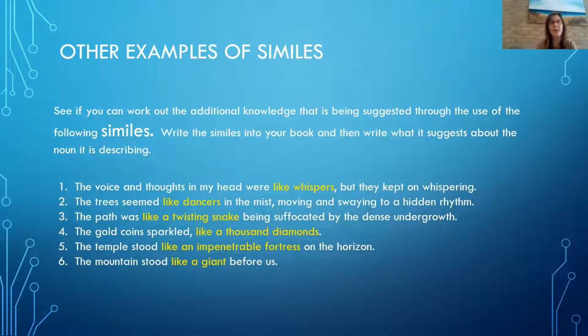What were they like? The trees seemed like dancers in the mist, moving and swaying to a hidden rhythm. So the simile there is like dancers. The path was like a twisting snake being suffocated by the dense undergrowth. Dense there means thick, so lots of it. The gold coins sparkled like 1,000 diamonds. The temple stood like an impenetrable fortress on the horizon. Impenetrable, by the way, means that you cannot get in, you can't get through the gates.